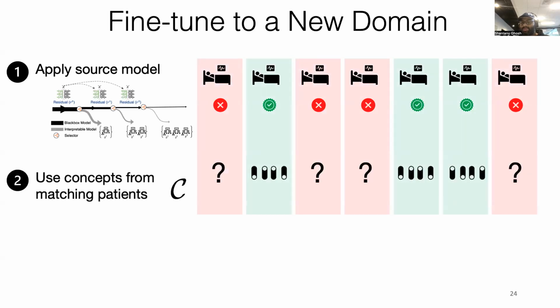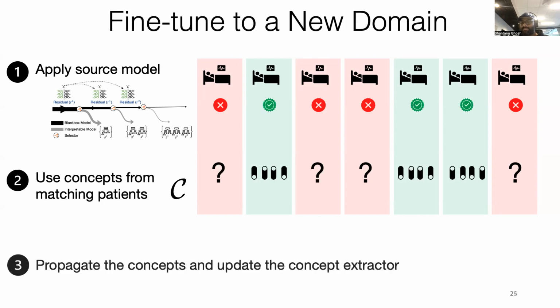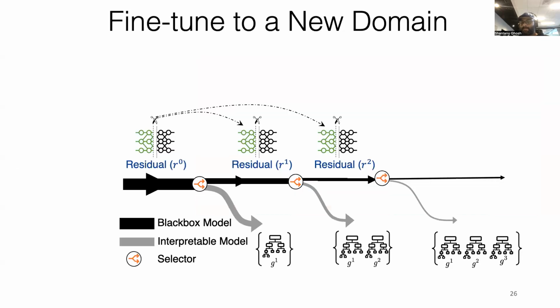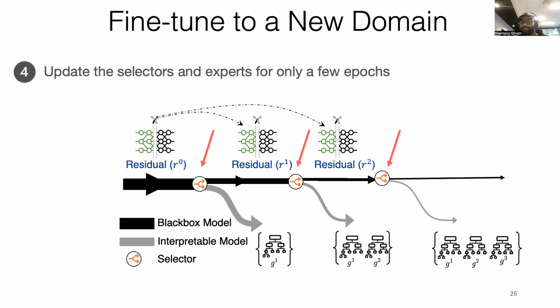We look into the concepts extracted for the correctly diagnosed samples. We assume those are true concepts, as the rules we extracted are going to work for those subjects. For the other cases, we don't know the ground truth concepts. Next, we use semi-supervised learning to extract the pseudo concepts for all samples using the correctly diagnosed patients. Finally, we utilize the pseudo concepts and update the selectors and the experts in the target domain for only 5 epochs.